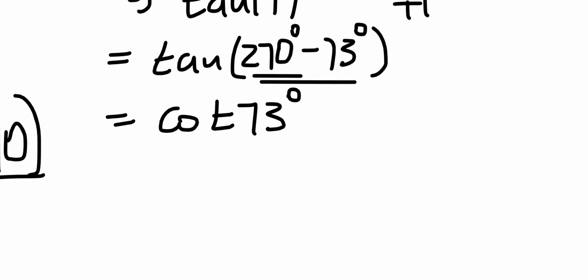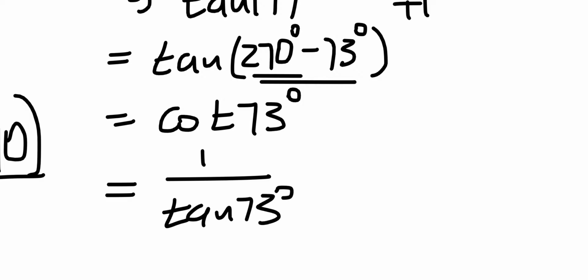If you want to punch it on a calculator, remember cot is the same as 1 over tan 73. So if you want to prove it, that's what you punch on a calculator: 1 over tan 73 degrees. Let's see what the answer is. It gives you 0.3057 as a positive answer.